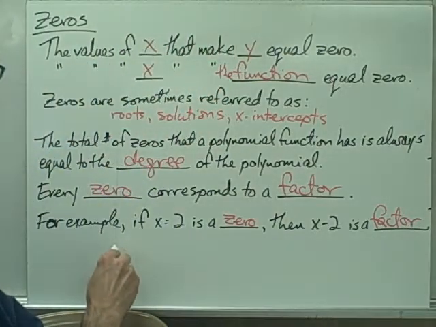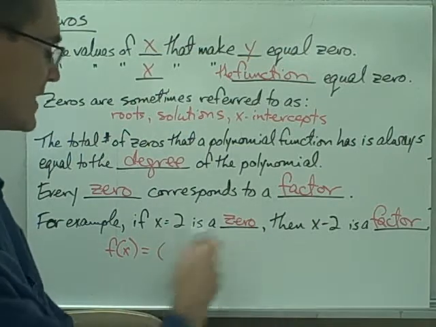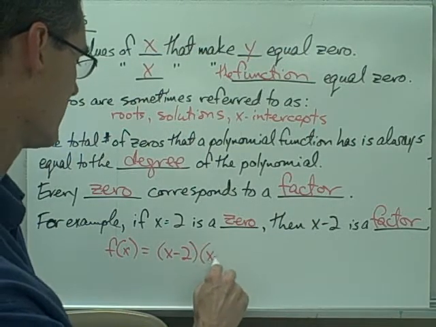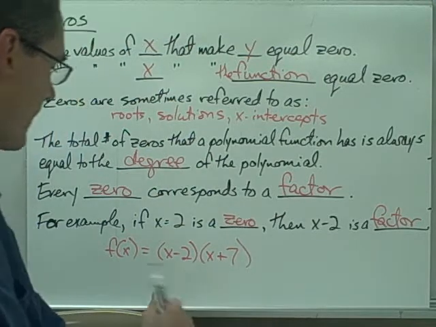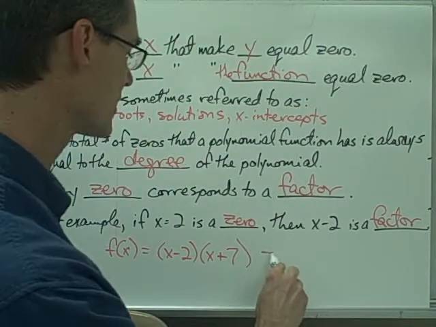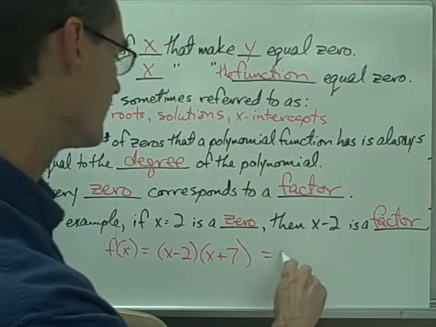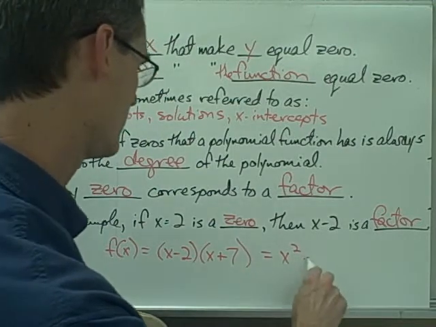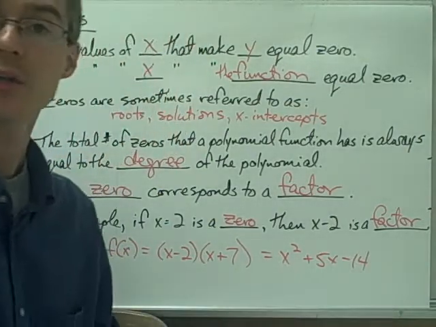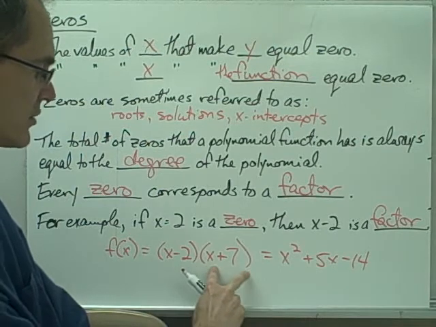For example, if we had a polynomial function written in factored form, like this. This is actually a polynomial function, and I know it's a polynomial function because if I multiply these two binomials together using FOIL, I get x squared plus 5x minus 14, which is a polynomial. Well, in factored form, this function looks like this. It has these two factors.